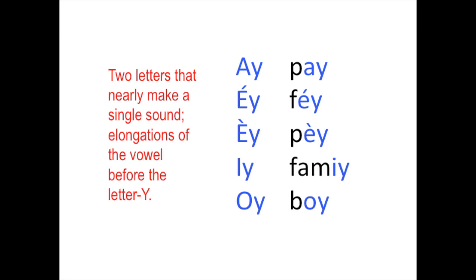And the last example is O-Y. We find it in words a lot of times that come from English, like boy in English. We have a word for boy in Creole, which is garçon. But sometimes boy becomes a nickname for people. It very often happens. So boy, we pronounce the exact same way. We elongate the O, and there's a sort of half Y pronunciation at the very end. So those are our near diphthongs. Not quite one sound yet.